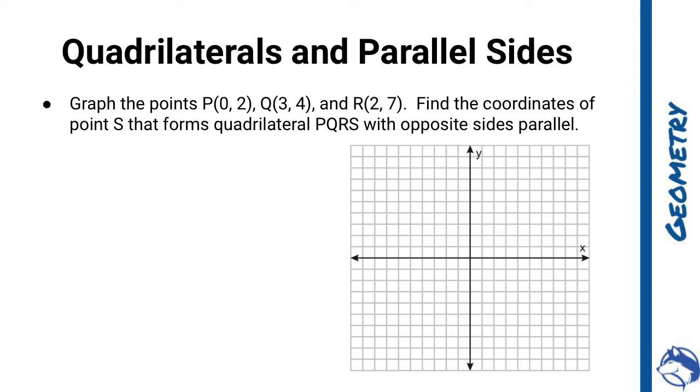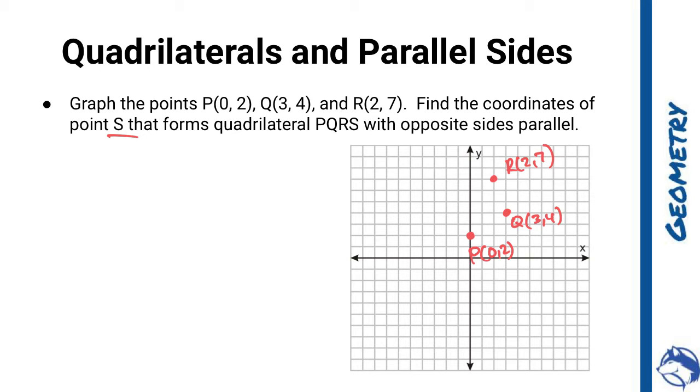Okay, so we're going to go ahead and graph 3 of our 4 points of our quadrilateral, and we are trying to find point S, so that's the whole point. So let's start off by graphing 0, 2, so that's our P. Then we've got Q, which is 3, 4. And then R, which is 2 up to 7, so 4, 5, 6, 7. And I'm trying to find the missing one here.